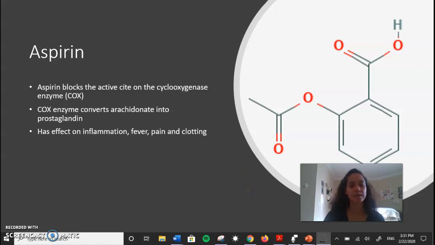So when it comes to aspirin, we want to talk about how it interacts with arachidonic acid to actually exert its analgesic effect. So aspirin blocks the active site on the cyclooxygenase enzyme, or the COX enzyme. And the COX enzyme is actually responsible for converting arachidonate into prostaglandin. So the fact that aspirin blocks the formation of prostaglandins means that there is down the line an effect on inflammation, blood flow to certain places, pain and clotting, as well as fevers.